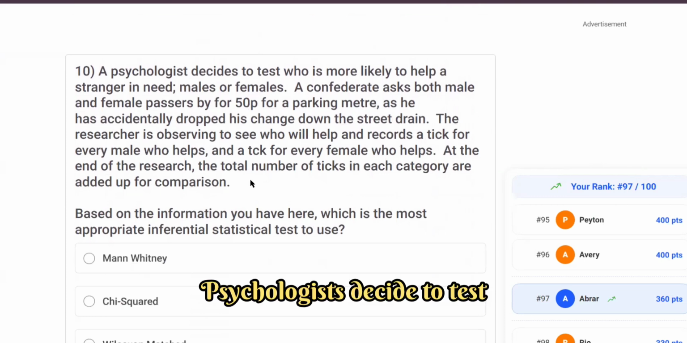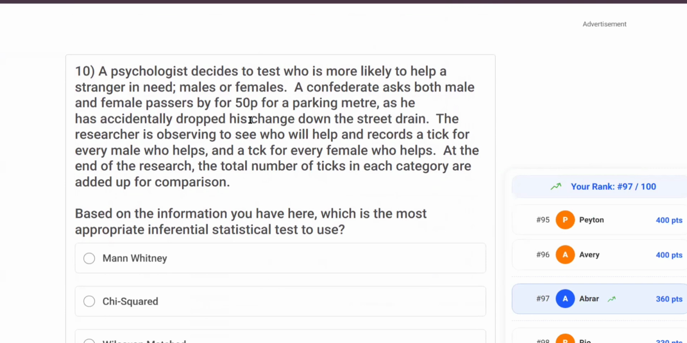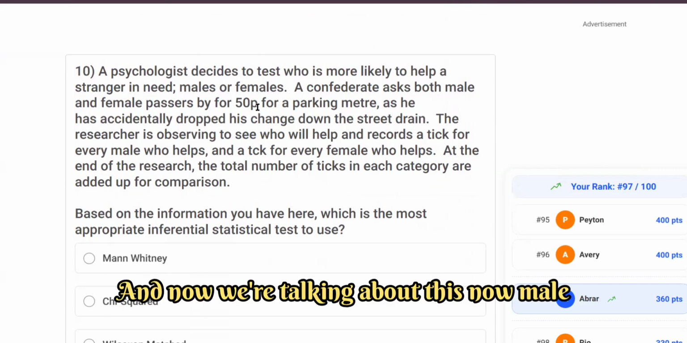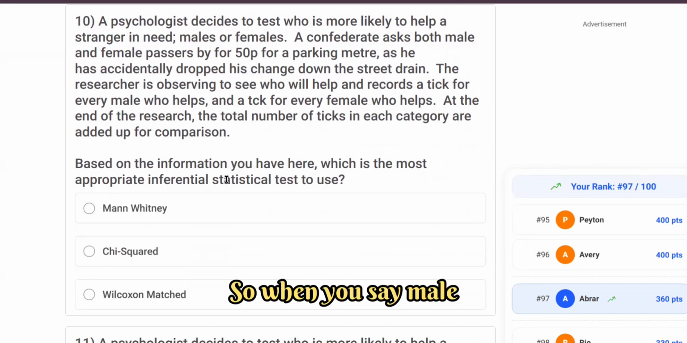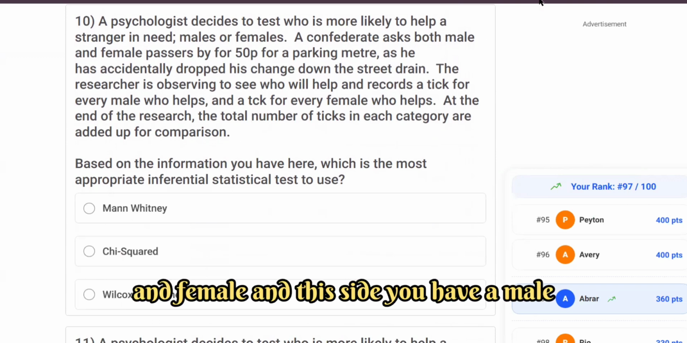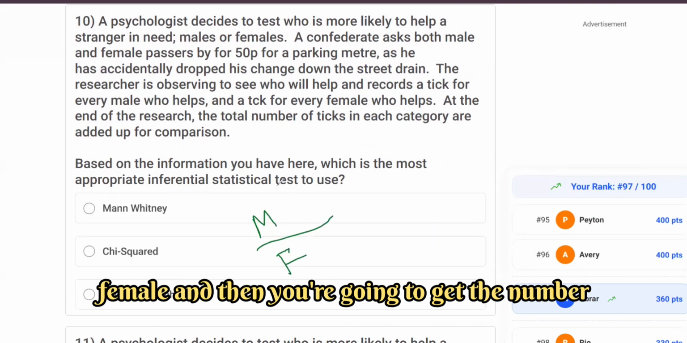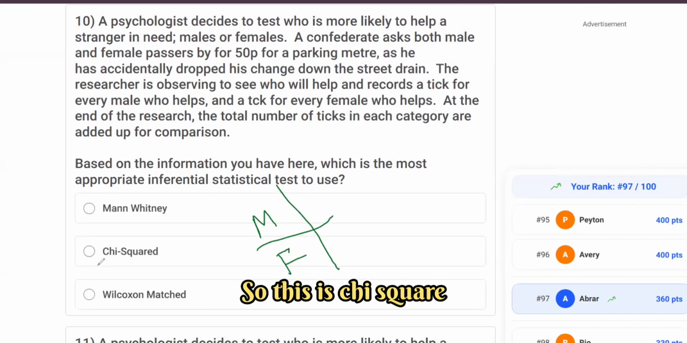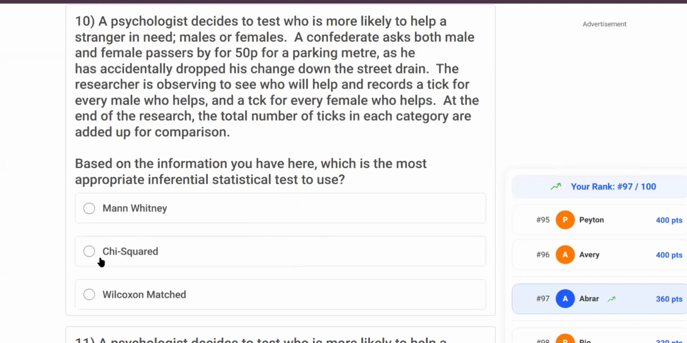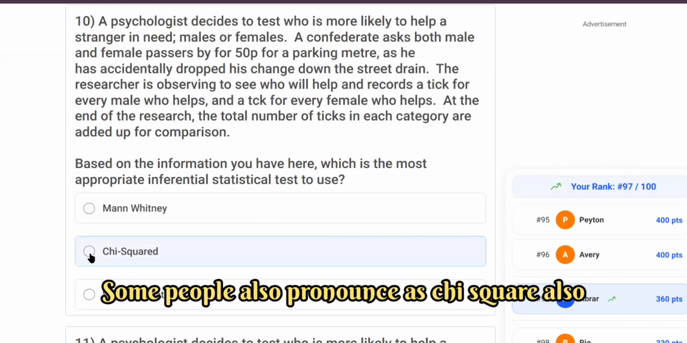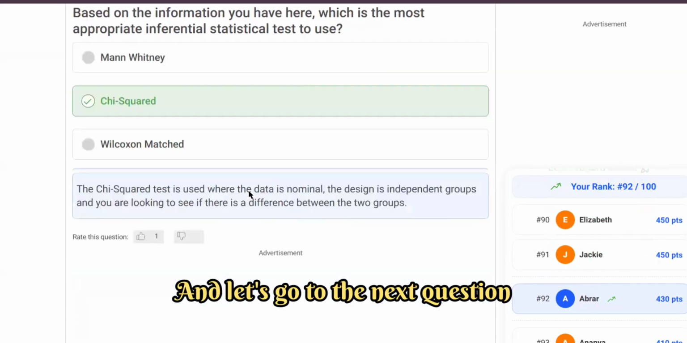Psychologists decide to test who is more likely to help a stranger in need. The same question. Now we're talking about tests, male and female, and which test we can use. When you say male and female, on this side you have male, female, and then you get the number of events, right? So this is chi square. The right pronunciation for this one is chi. Some people also pronounce it differently. This is true. Let's go to the next question.